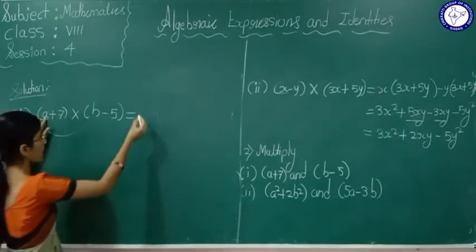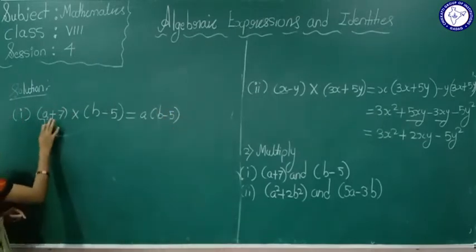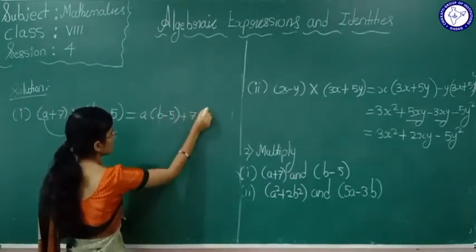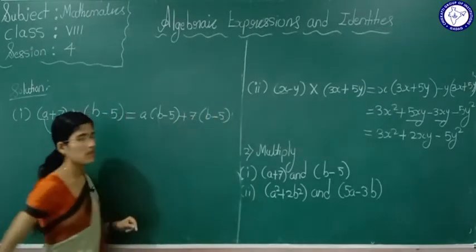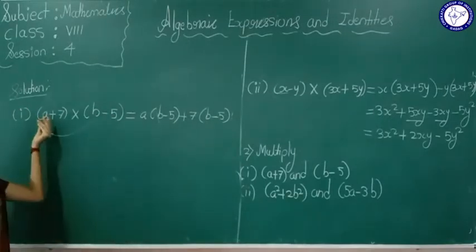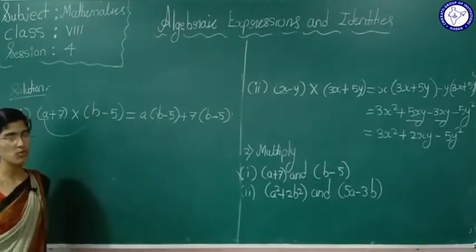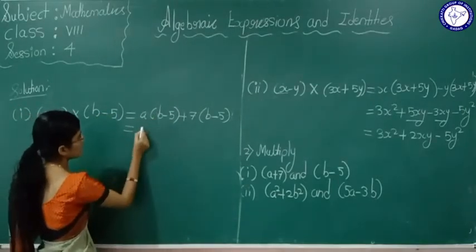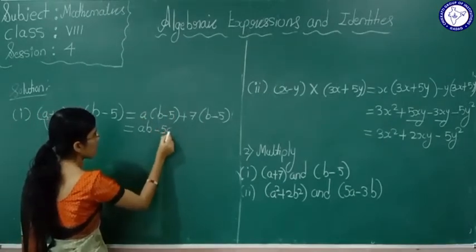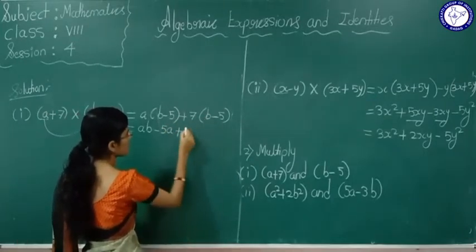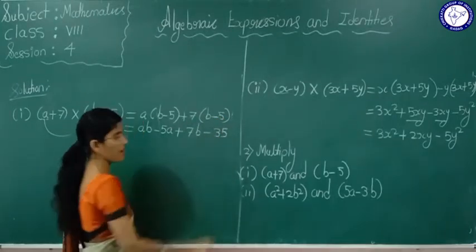Now see here, a multiplied by b minus 5. Okay, the plus 7 is there, plus 7 multiplied by b minus 5. Multiply each term of the binomial by every term of this other binomial. Now see here, a into b is ab, a into minus 5 will be minus 5a, plus 7 into b is 7b, plus 7 into minus 5 is minus 35.